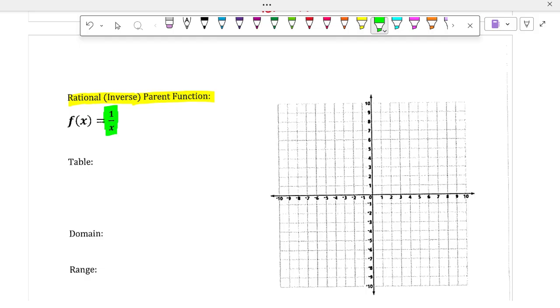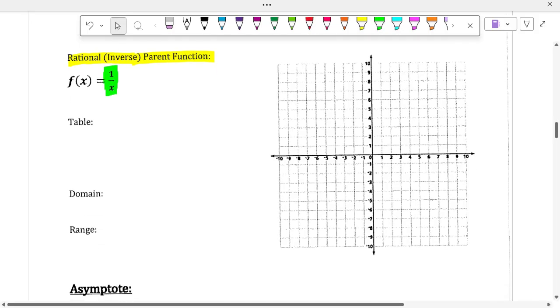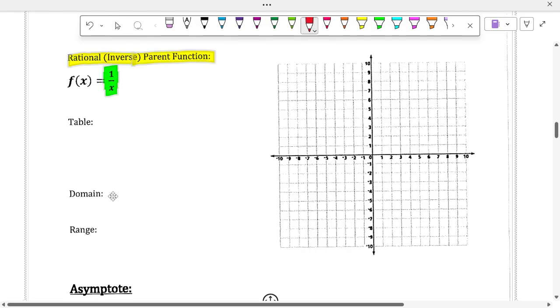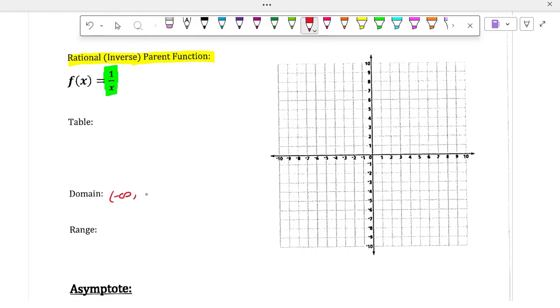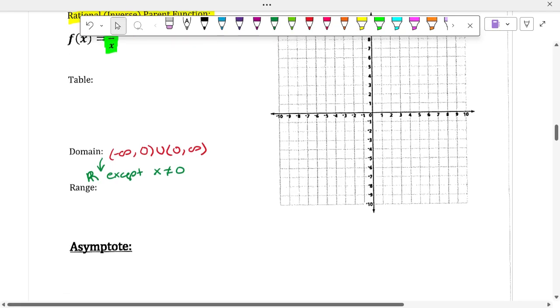So, we already know what the domain is because we found it already. So, what was my domain again? Right, so it would be this. So another way you could say this is all real numbers except x cannot equal 0. Because literally every other real number is represented there except 0.